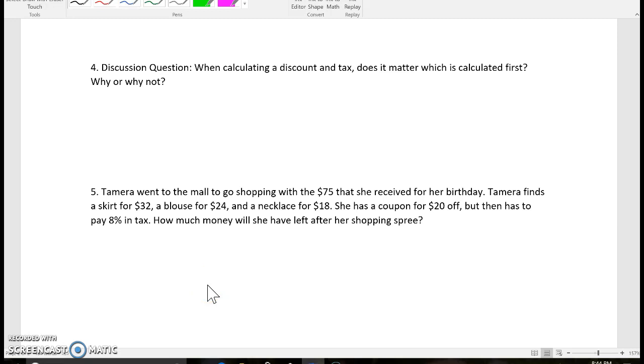Okay, so number 4 is a discussion question. You need to be typing this as a post in Schoology. You're going to go into the Schoology post and type your answer in complete sentences. It says, when calculating a discount and a tax, does it matter which is calculated first? Why or why not? I want you to think about when you go shopping, do they do the discount first or the tax first?